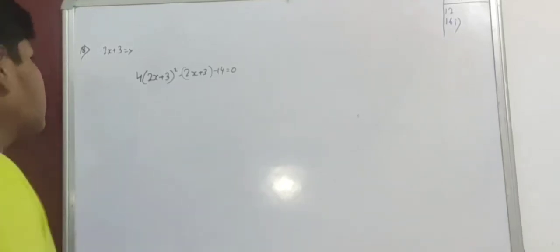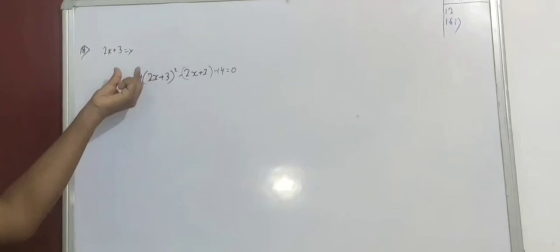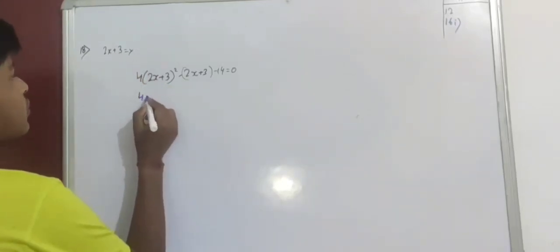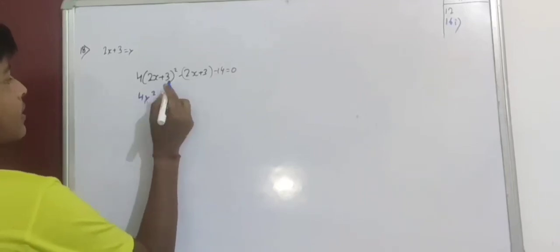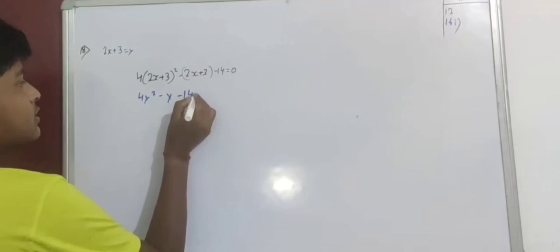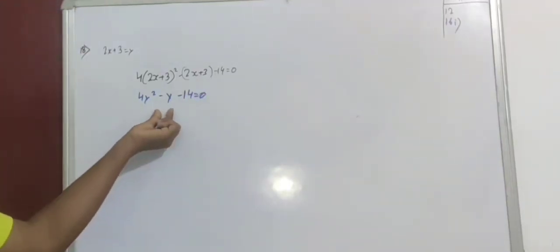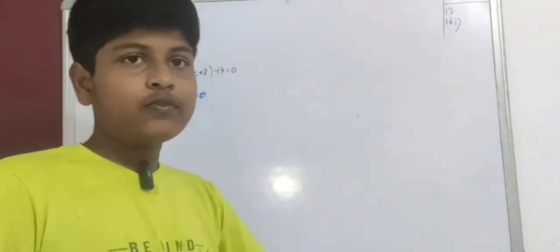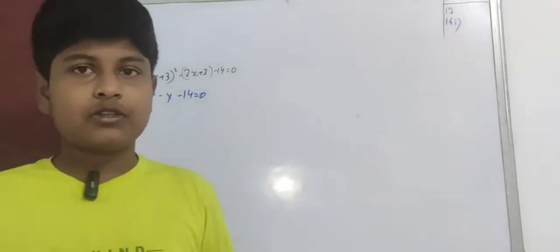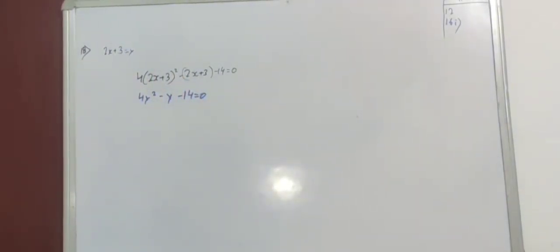So now in this question we have 2x plus 3 is equal to y, and below we have 2x plus 3 square minus 2x plus 3 minus 14 is equal to 0. So we can clearly see that y is equal to 2x plus 3 and can be replaced. So replacing, 4y square minus y minus 14 is equal to 0. Now it is very easy to solve. Now split y into two parts, that's 4 and minus 14. So friends, it's very easy, so I'll leave it for you. Please solve it, it's homework.